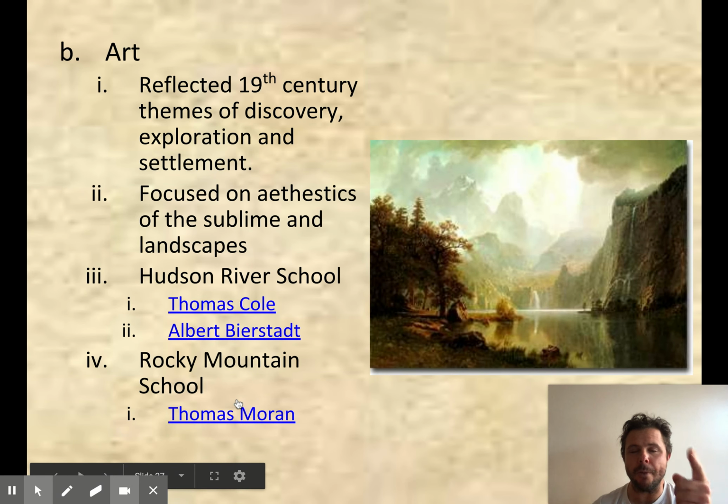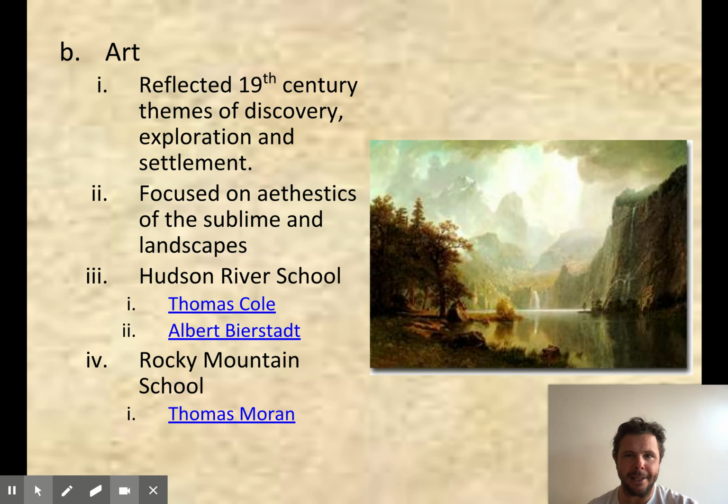And what about art, you may ask yourself? Art in the early 19th century reflected themes of discovery and exploration and settlement. They focused on the aesthetics of the sublime and landscapes, how America as a continent was unlike anything in Europe. And so there were two schools in this way. There was the Hudson River School that takes place along the upstate New York. Again, this is going to be a factor. See economic development in the Erie Canal.